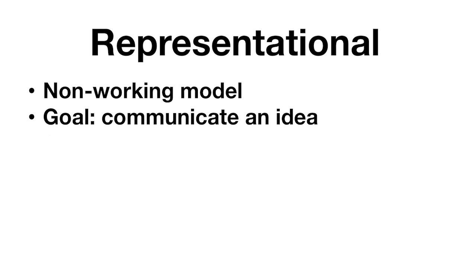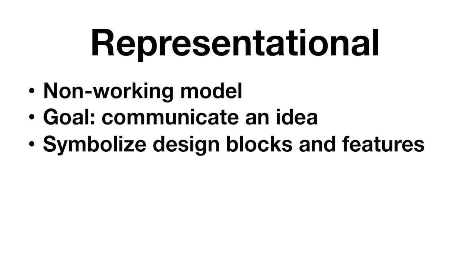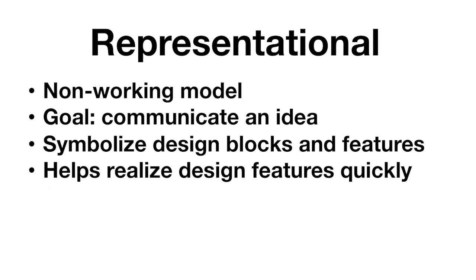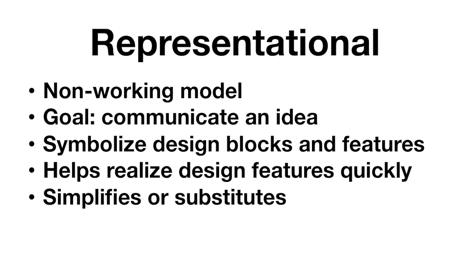One of the first types of prototypes that your team is going to build is either a representational prototype or a functional prototype. A representational prototype is a non-working model of your intended solution, and the goal of this prototype is to communicate the idea of the project to stakeholders, clients, or your team. Aspects of a representational prototype symbolize other design blocks or features. It's useful to use a representational prototype when it is impractical to make a functional prototype. It's also useful when technology already exists and is well understood. An example of this is that a hinge can be represented by a piece of tape in your prototype.